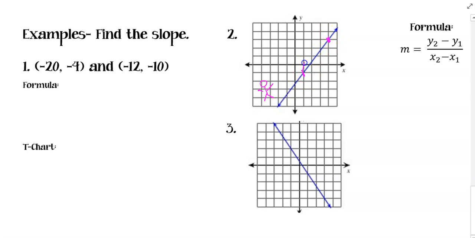Kyle goes up 1, 2, 3, 4. That's a positive 4. And he goes over 1, 2, 3. So he goes up 4 over 3. And that would be the slope.